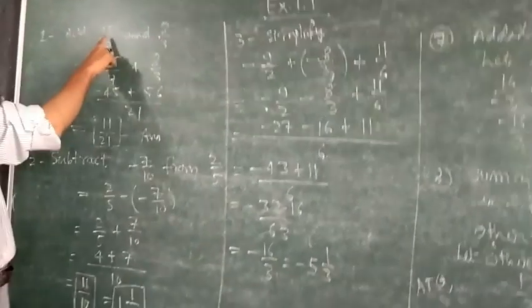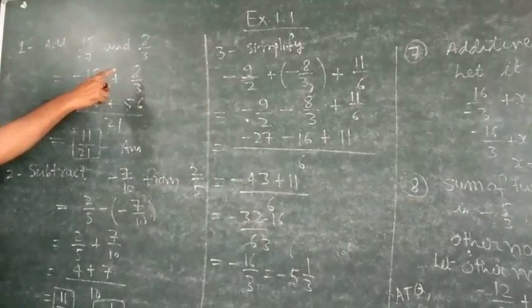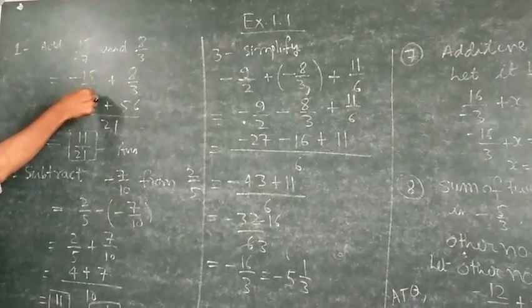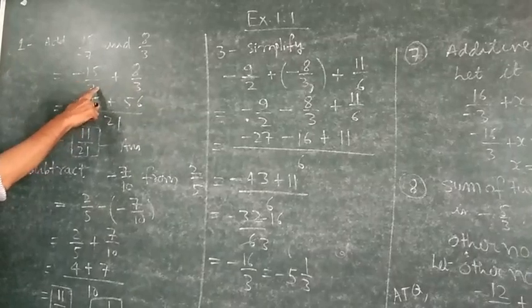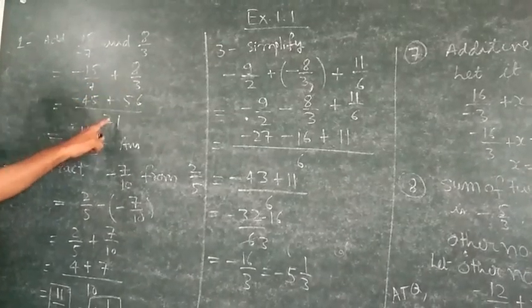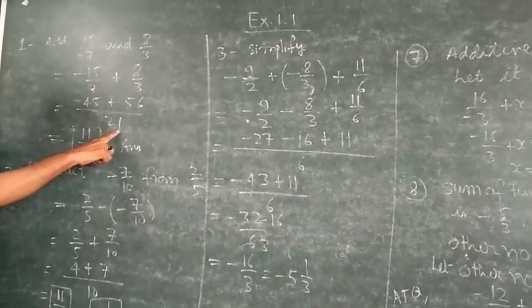The question is minus 15 upon 7 minus 8 upon 3. Now, minus 15 upon 7 plus minus 8 upon 3, we will write this as the first step. Then we will take the LCM. The LCM of 7 and 3 is 21.